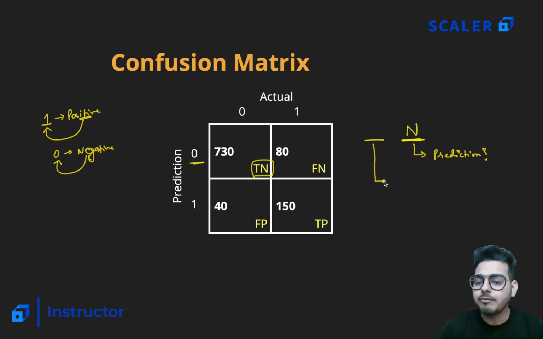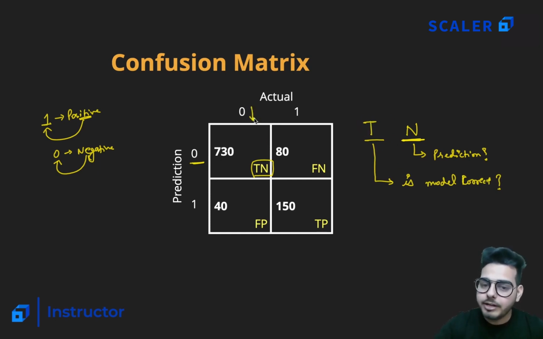Now the second term is: is my model correct? Is the model correct in the prediction? Whatever the model has predicted, is the model correct in that prediction? If the model is correct, then I need to put true. And yes, in actual it is 0.